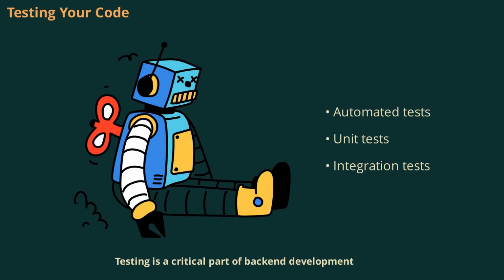Testing is a critical part of backend development. Automated tests help you catch bugs early, ensure reliability, and maintain code quality. Learn about unit tests, integration tests, and test-driven development to build robust backend systems.